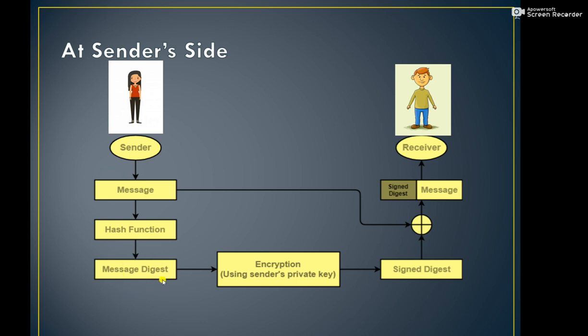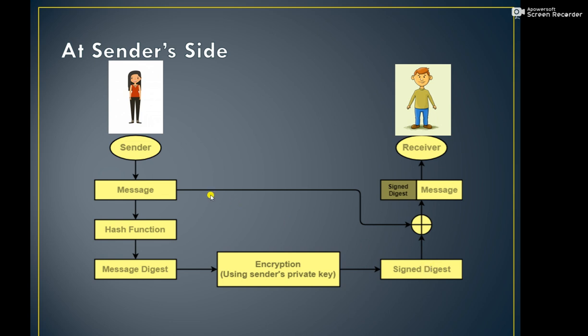Once anything is encrypted with anyone's private key, it can only be decrypted with his or her public key, and the reverse is also the same. Meaning, if any message is encrypted with anyone's public key, then it can be decrypted with its private key only. So here the message digest is encrypted with the help of Alice's private key. So we get a signed digest here.